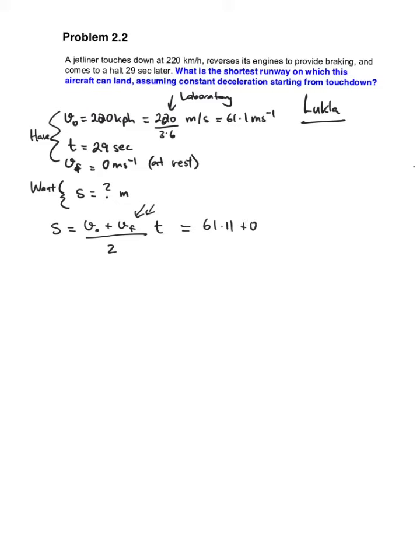Plus 0 for our final, divide by 2, times the time, 29. That is 886 meters. That's the shortest possible length of runway. So that's our answer. So the strategy here, guys: write down everything that you have. Write down what you want, and then try and find the equations, all the physics principles that link those two things together. If you do this, it'll work for you every time. You won't have to say, which equation do I use? Because it'll become very obvious once you do this.